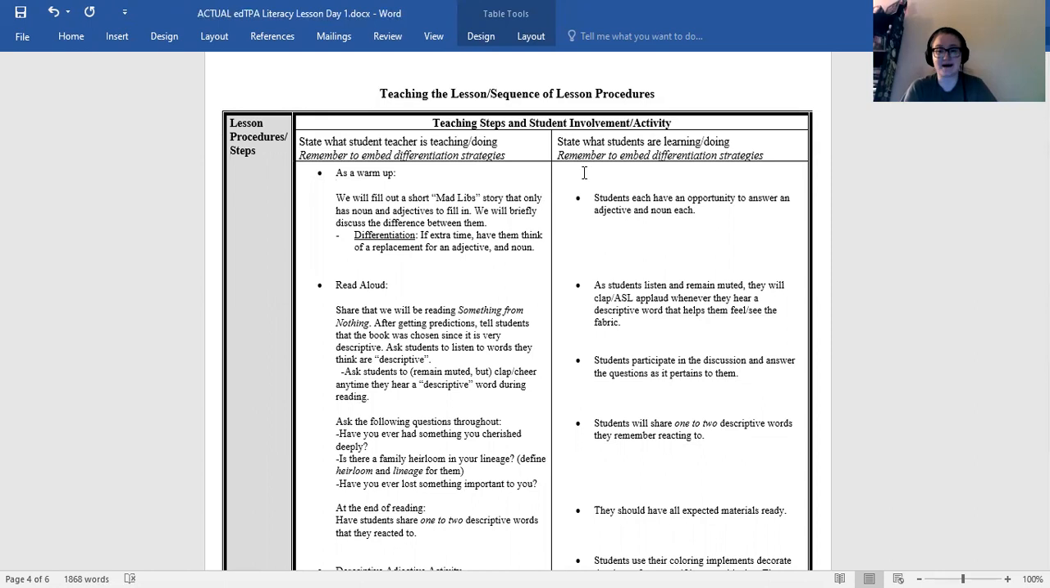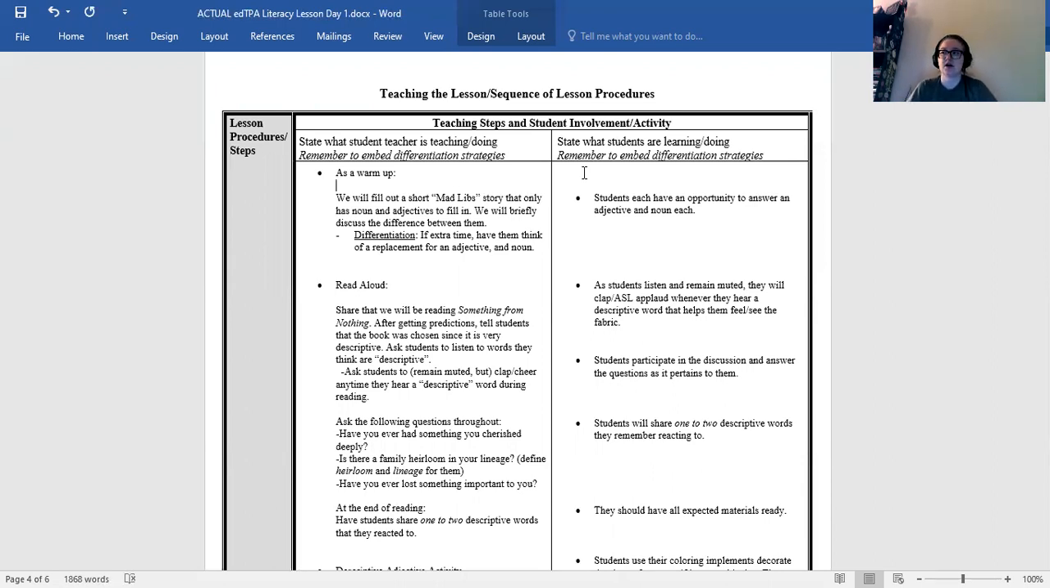So we will be doing our Mad Lib story. Woohoo! I love Mad Libs. Trying to teach them things that I liked. So yes, okay. We'll briefly discuss the difference between them. So this is just a brief warm-up. Remember, warm-ups should be no more than 10 minutes. But it depends on how lengthy the lesson is. But for a quick lesson, it should be no more than 5, I would say.